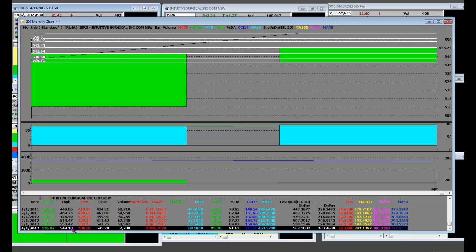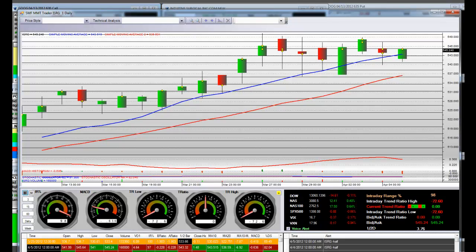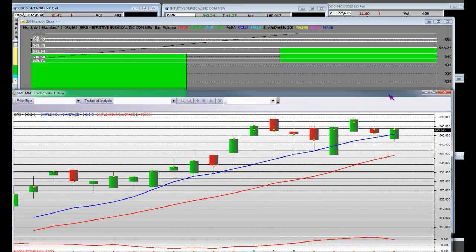We open at that 536 where that support level was that I showed in the MMT platform. And I'll be happy to show it again. Here's the ISRG, and here are those price levels and that monthly level. Look at the low of this monthly bar here. That's bullish in the short term. But remember, earnings can change anything.